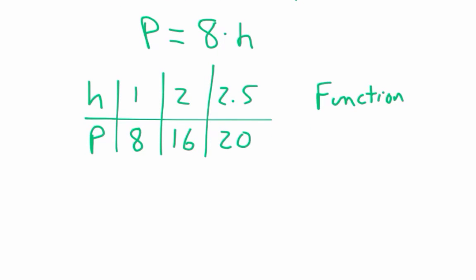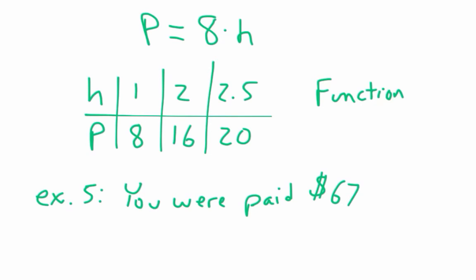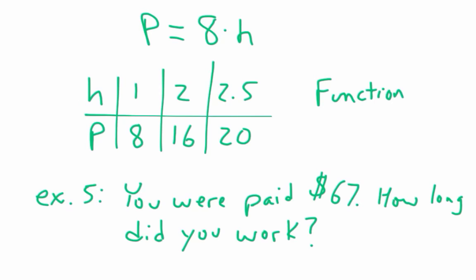Now, here's getting back to that whole, please show your work, please do it the easy way. So I'm going to say kind of, well, maybe I should just make it a different example. Example 5, why not? Example 5. Let's say you were paid, or you earn $67. How long did you work? So still using the numbers from example 4. If you were paid $67, how long did you work?